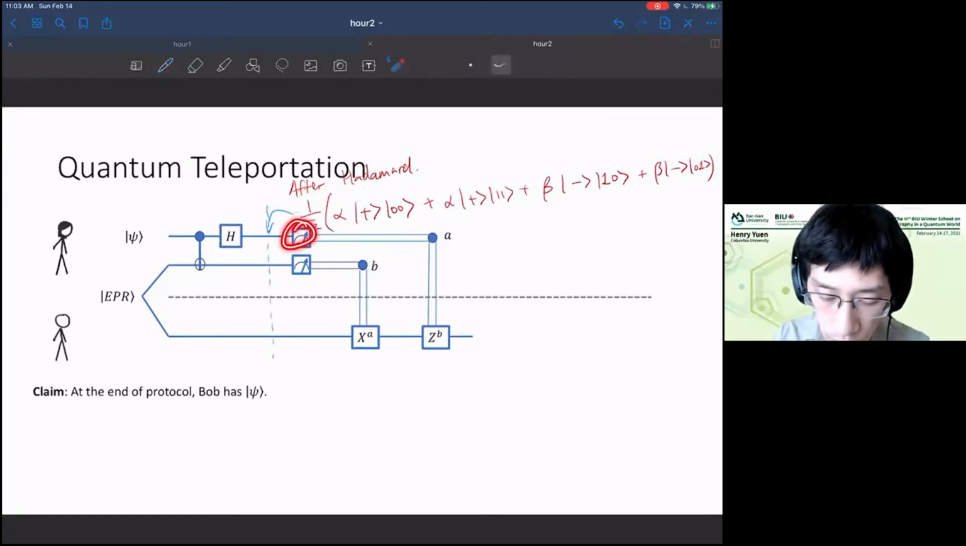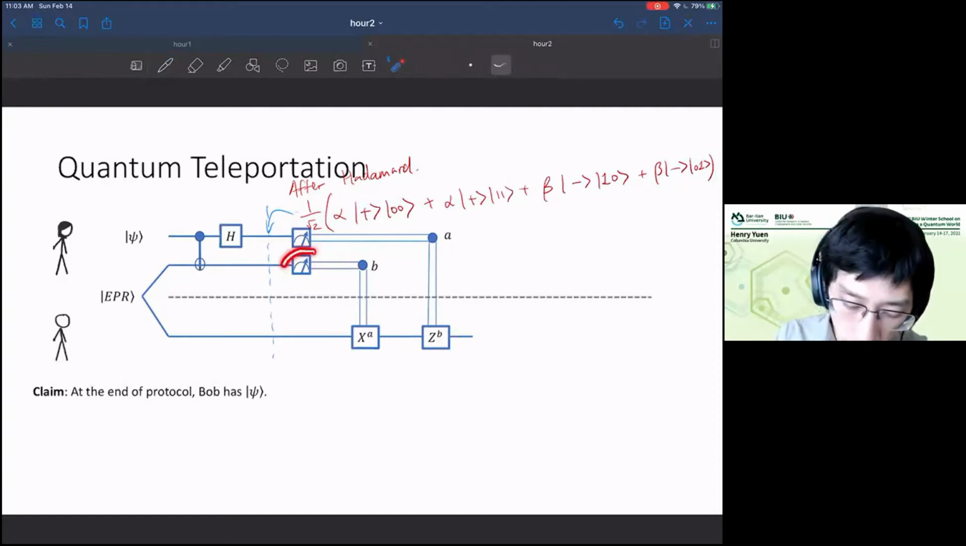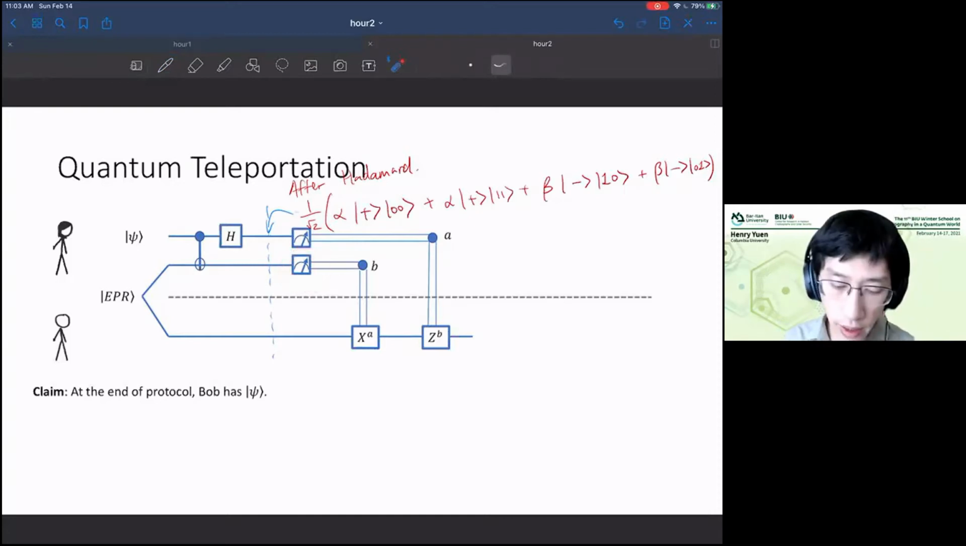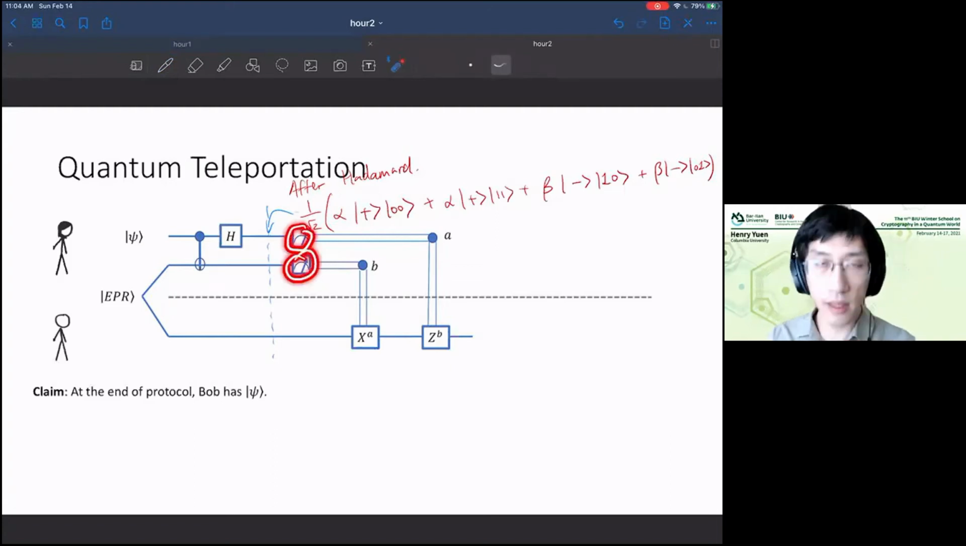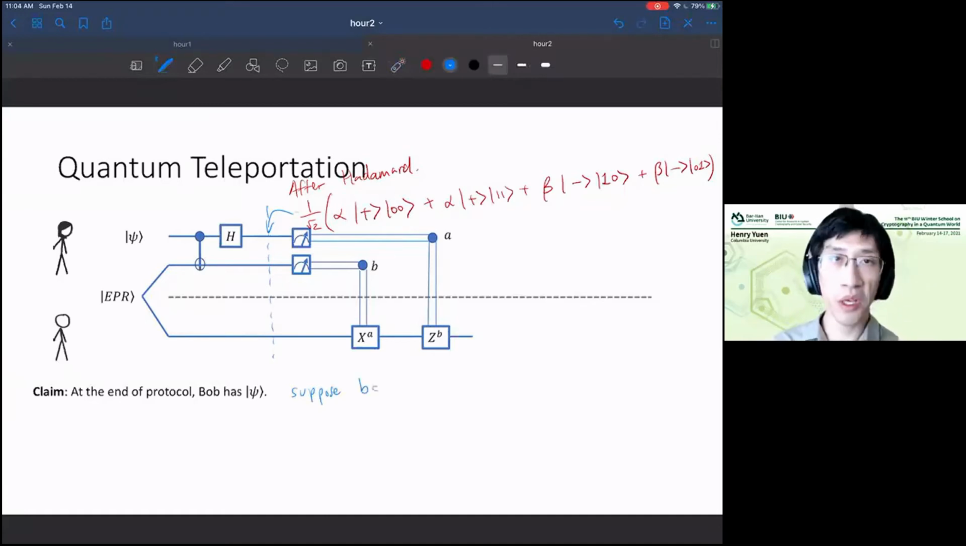And then we're going to measure both of the first 2 qubits. So, this first qubit and the second qubit. Since these 2 measurements are happening simultaneously, it doesn't really matter in which order we consider the measurements happening. So let's imagine we measure the second qubit first, right? This B qubit. Then suppose B turns out to be, I don't know, let's say 1.